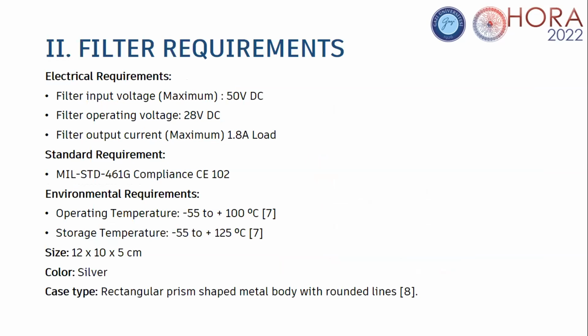We have set some requirements for the filter. One of them is electrical requirements. Maximum filter input voltage is 50 volt DC. Operating voltage of the equipment where the filter is installed is 28 volt DC. Filter output current is a maximum 1.8 ampere load. The second requirement is the standard requirement. We expect compliance with the CE102 tests, and other requirements are based on commercially available filters.